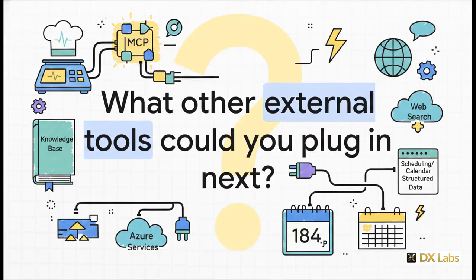So, we've successfully given our AI chef the digital scale it needs for precise language measurement using the Model Context Protocol. The question you should really be asking yourself now as an AI builder is, since MCP acts as a universal adapter, what other powerful external data sources or tools could you plug in next to give your agent even more capabilities?